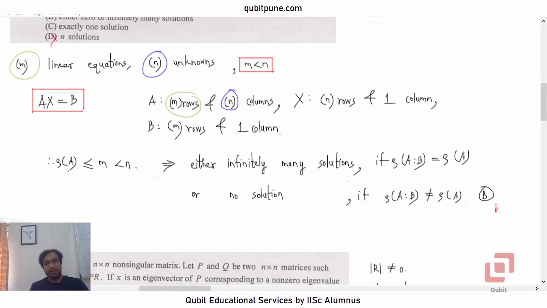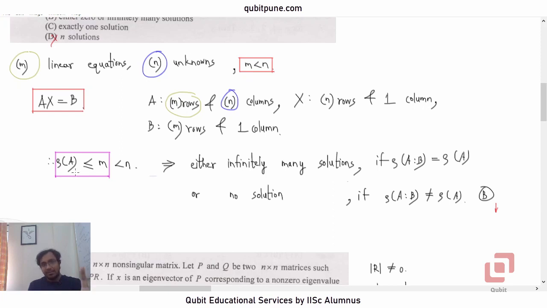We know that the rank of any matrix is less than or equal to the smaller of the number of rows and the number of columns. Correct? In this case, m is less than n, so A has fewer rows than columns. So whatever the rank of A is, it has to be less than or equal to m. The rank of the coefficient matrix has to be less than or equal to m, which is the number of equations in the system. Now what does this imply? This conclusion is important. You should be able to draw the correct conclusion here.